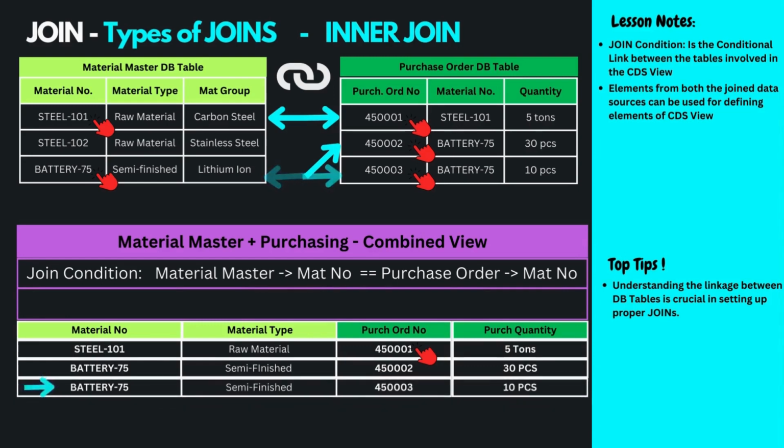So this results in another record presented in the view output having the same material number battery 75, but this time with the purchase order number 450003. So effectively we have two purchase orders that refer to the same material battery 75. And that is why you see two records in the output, one for the purchase order 450002 and one for the purchase order 450003, but with the same material in both of them, battery 75, like this.